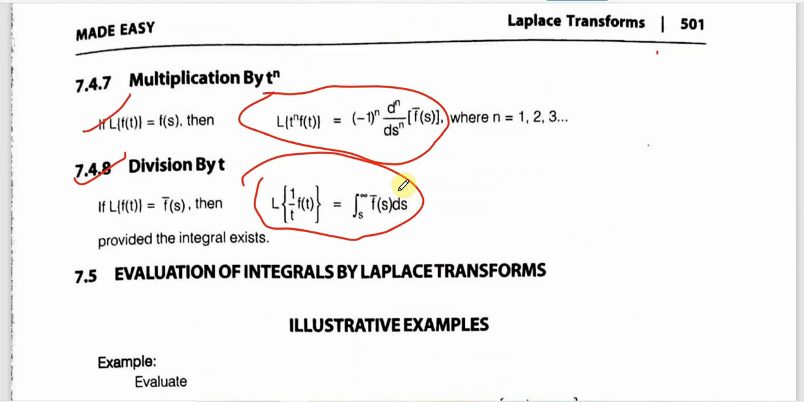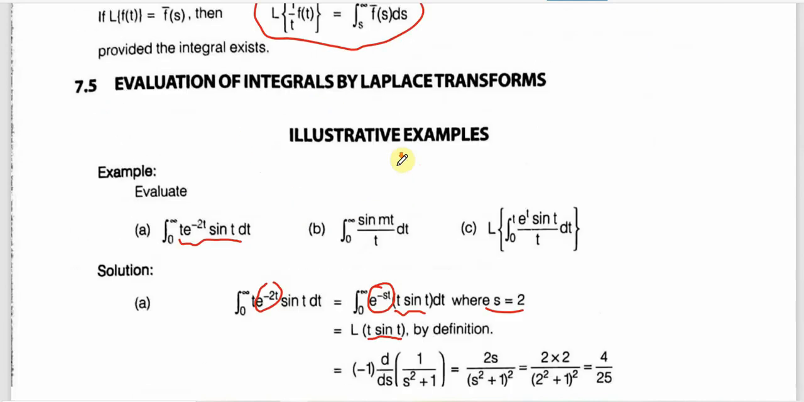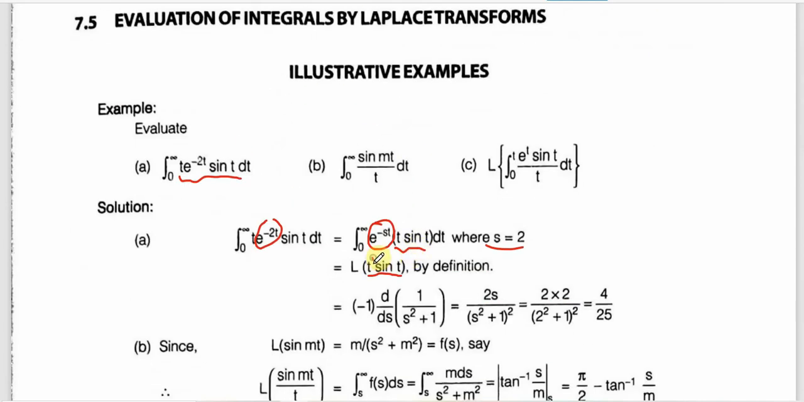What is the Laplace of t sin t? I have already told you: if t to the power n is multiplied, then we get minus 1 to the power n. Here t to the power 1 is there, so minus 1 to the power 1, it will be minus 1, and we differentiate one time. The Laplace of sin t, whatever it comes, we differentiate it with respect to s. Then we put s equal to 2, and we will get 4 by 25.